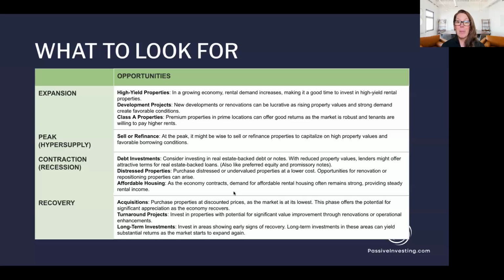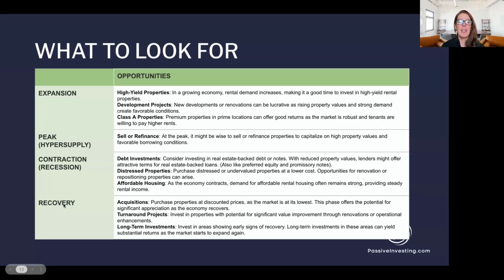Other debt-like investments would be, say, promissory notes. We have 2 promissory notes that are open, one on a medical office triple net lease opportunity, and one on a multifamily opportunity. So if you're interested in those, be sure to reach out to me. And then also preferred equity. Now, preferred equity, let's be clear, is not debt, but it has a debt-like component to it. And so that is very attractive in what we call a contraction and recessionary period.